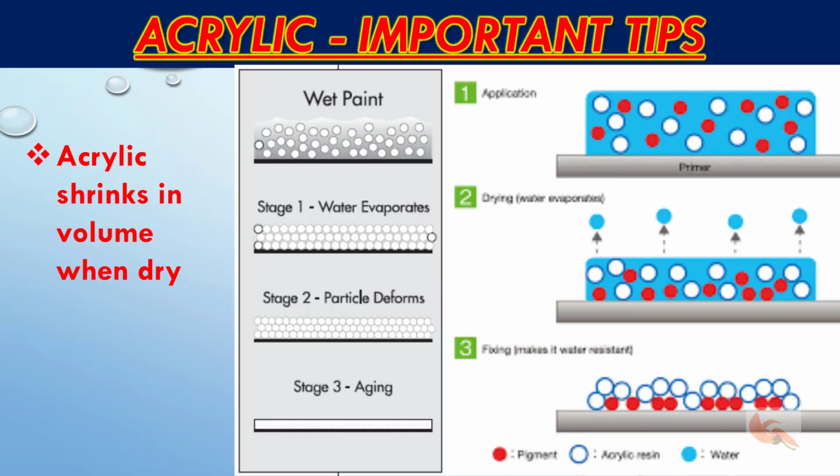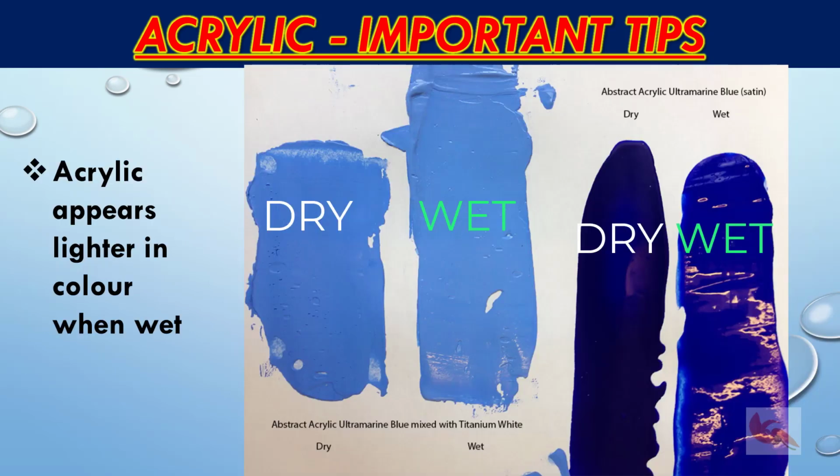Acrylic shrinks in volume while drying. As acrylic dries, the paint layer will shrink by about 1/3 in volume. This is more noticeable when using thick pastes and gels. Generally, apply a paint layer that is a little thicker than what you want at completion.